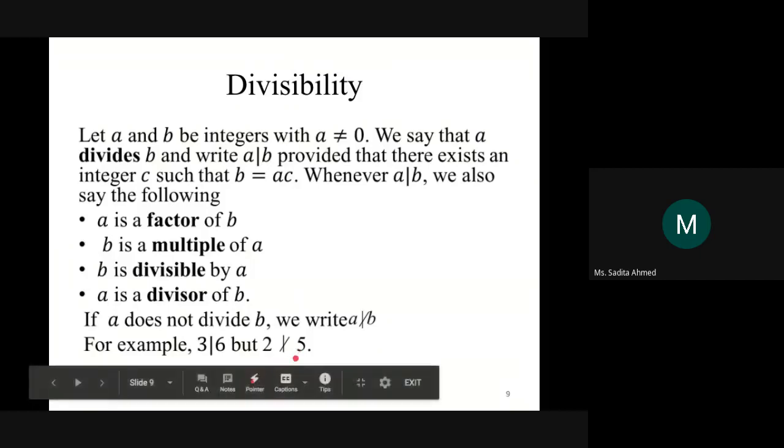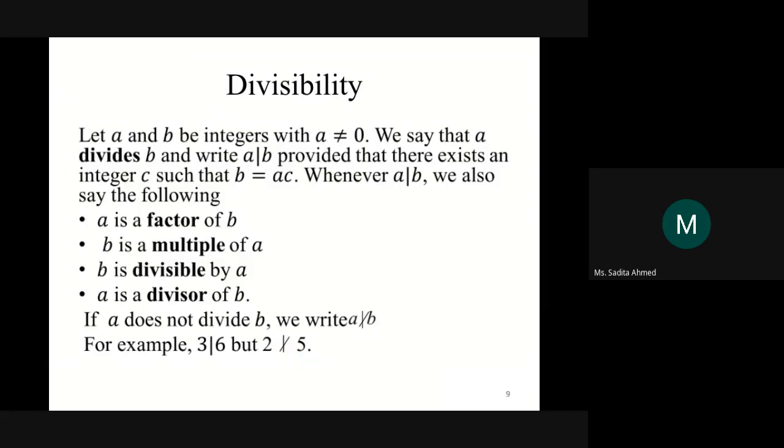Why is 5 not divisible by 2? Because you cannot represent 5 in that way. Can you represent 5 in that way, a product of 2 integers where one of them is 2? Can you? No. So that's why 5 is not divisible by 2.